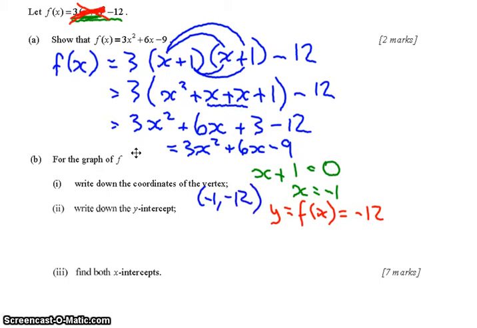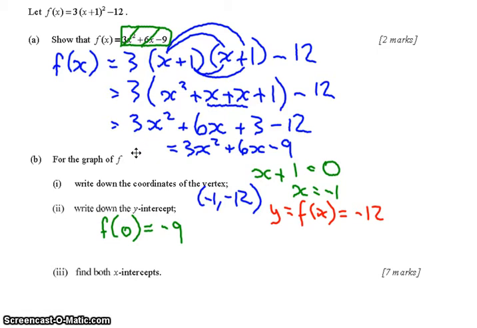Write down the y-intercept. Actually, that would be just looking at this form here, and you can see if it's the y-intercept, x equals 0, so that term disappears, that term disappears, and f of 0 on the y-intercept is minus 9.